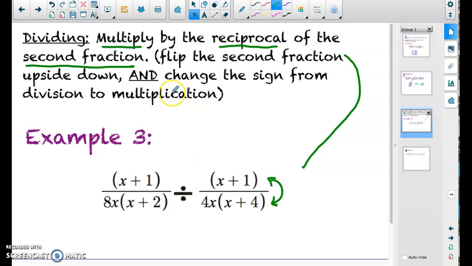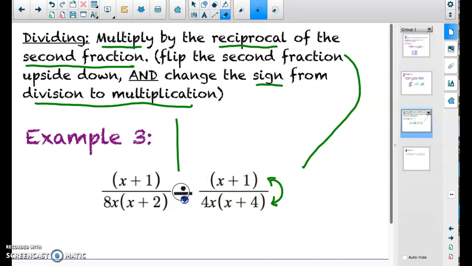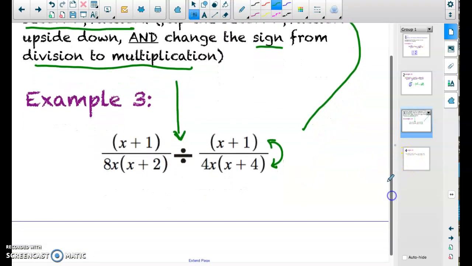And then I'm going to change the sign from division to multiplication. So that sign right there is going to turn into multiplication once I reverse this fraction, once I take the reciprocal of the second fraction. Okay, so I'm going to rewrite my problem. This is still division because I haven't flipped it yet, so I'm just going to point to that. Okay, so the first fraction stays exactly the same. So I'm going to circle it and make a note next to it that the first fraction stays the same.